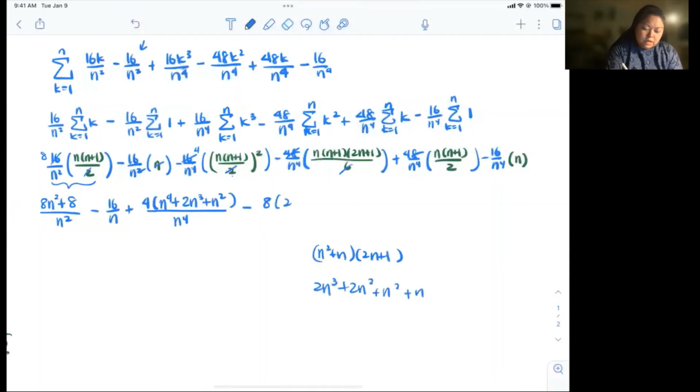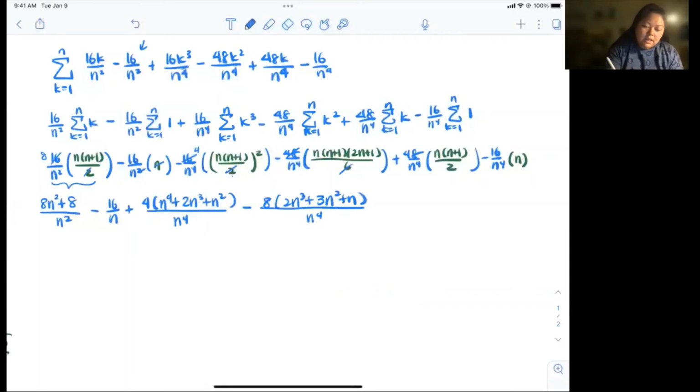So that's 2n cubed plus 3n squared plus n all over n to the fourth. Now there's quite a bit of extra math you have to do on the side. And then 2 goes into 48, 24 times n squared plus n. Oh, this one's nice. I can just go ahead and distribute. So I can go n squared plus 24n all over n to the fourth. And then the last one, 16 over n cubed.